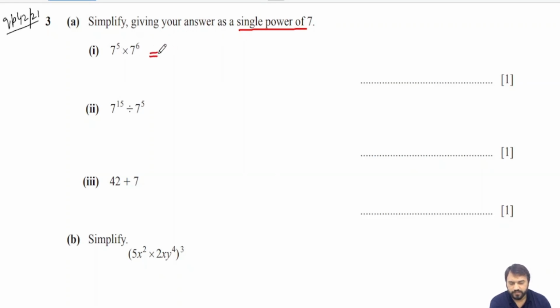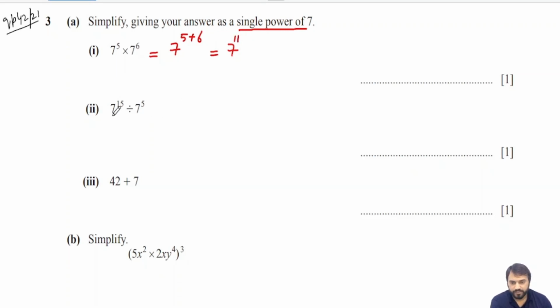This is our first rule, that is, we have the same bases and they are multiplying. We just write one time the base and add the powers, 5 plus 6. We have converted this question into a single power of 7. 5 plus 6 is equal to 11.